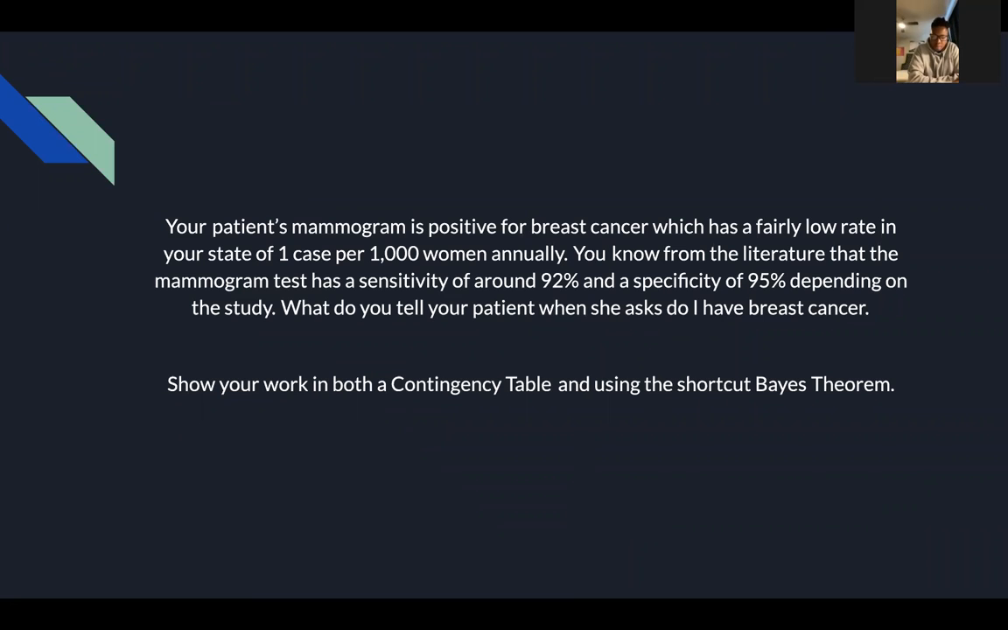Sensitivity is basically the true positive rate, where the probability is for someone that has a disease to test positive, and the opposite is true for specificity, where the probability of getting a negative test is for someone that does not have the disease.